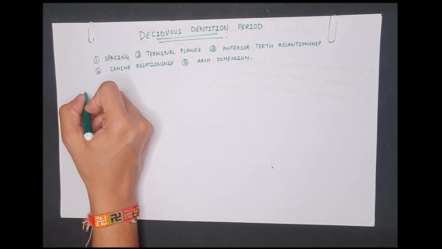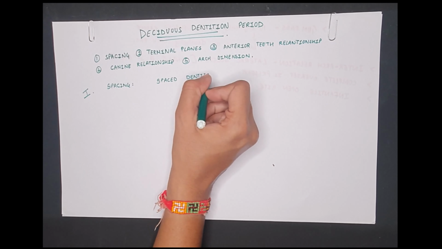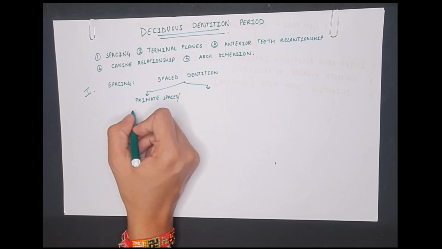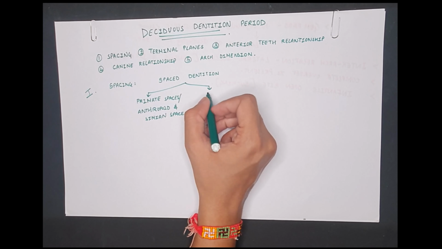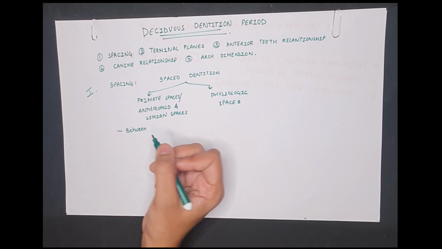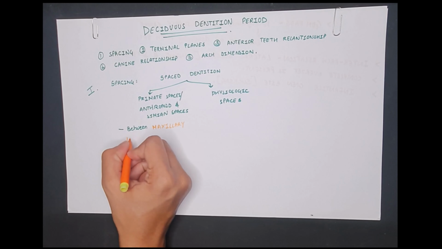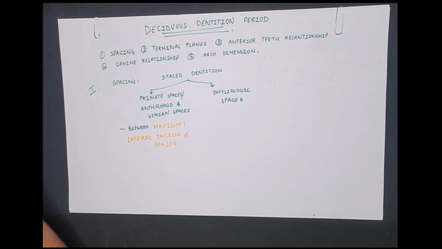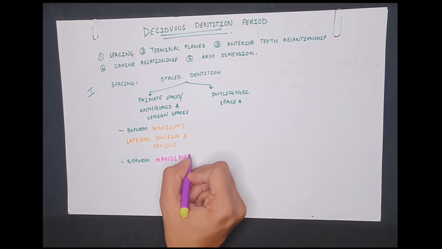To begin with, we'll start with spacing. It is supposed to be good, as spaces in between teeth can be utilized for adjustment of permanent successors, which are always larger in size compared to deciduous teeth. Let's discuss primate spaces, which are also known as anthropoid spaces and simian spaces. The other one is the physiologic space. The primate space is between the maxillary lateral incisors and the canine, present mesial to the maxillary deciduous canine, and in the mandible it is between the canine and first deciduous molar. This is present distal to the mandibular deciduous canine.